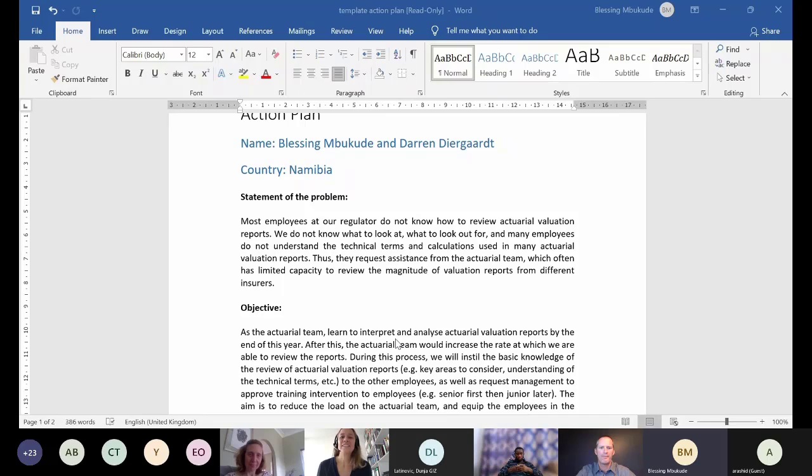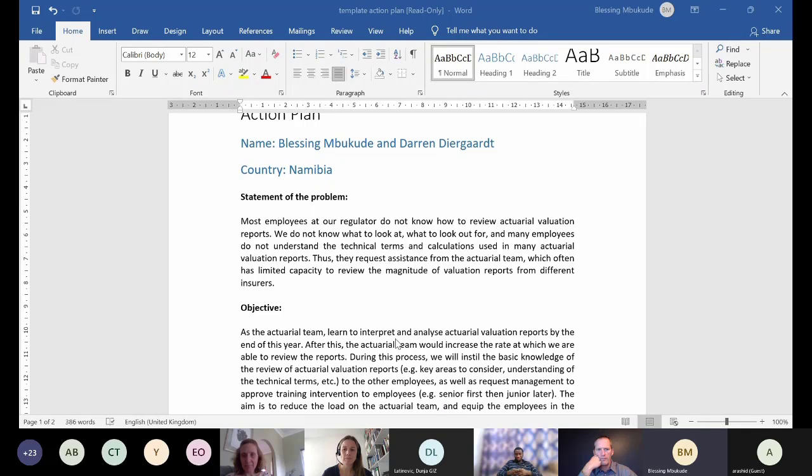Okay. So this is from Blessing and Darren. We are regulators in Namibia, and we work in the actuarial division of the regulator. So for us, being able to be the support function for the regulator in terms of interpreting all actuarial issues and also giving input into the actuarial issues of the regulator is key to us.